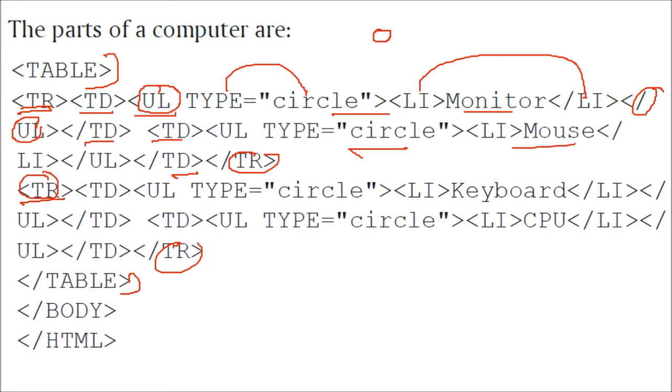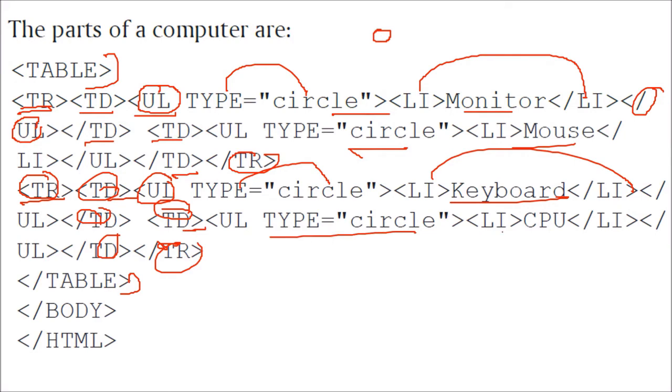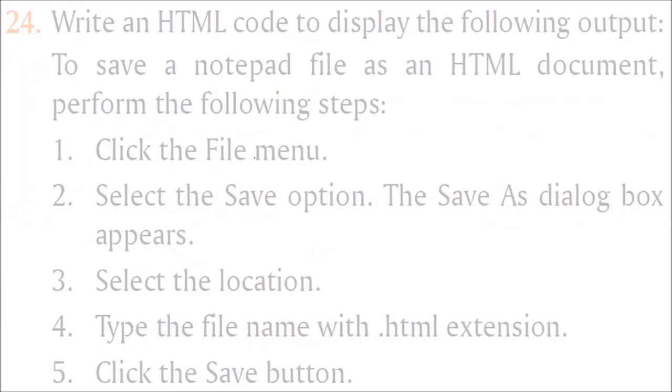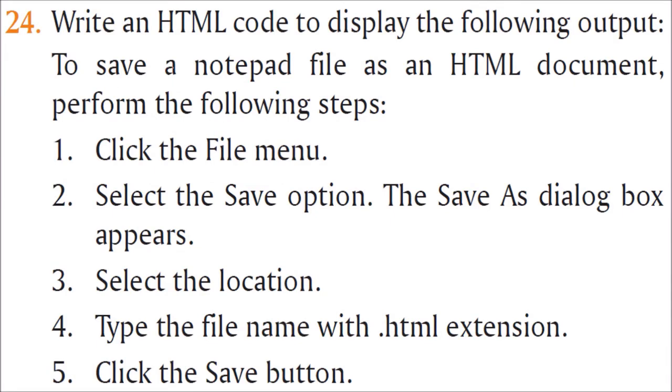The same stuff has to be done for the circle, and then you come to the mouse. Then you come to the second row. In this second row, again the same thing has to be done. td, td end, and inside this td you have to start an unordered list. Type has to be circle. Inside list you have to give keyboard. Second table data, same stuff. Type equal to circle. Now the list content will be CPU. And if you see the result, that will be exactly like what you have seen.